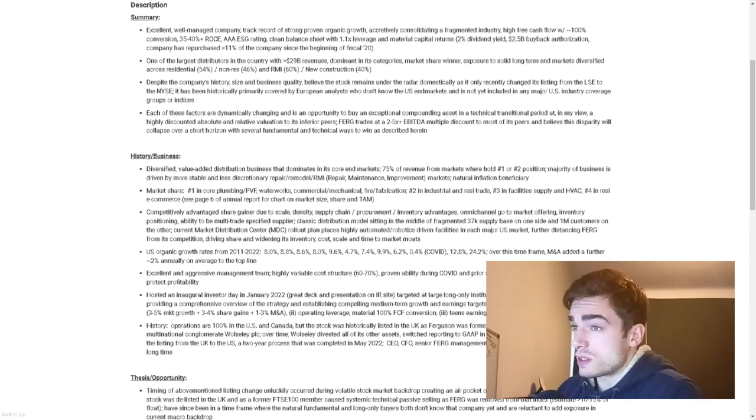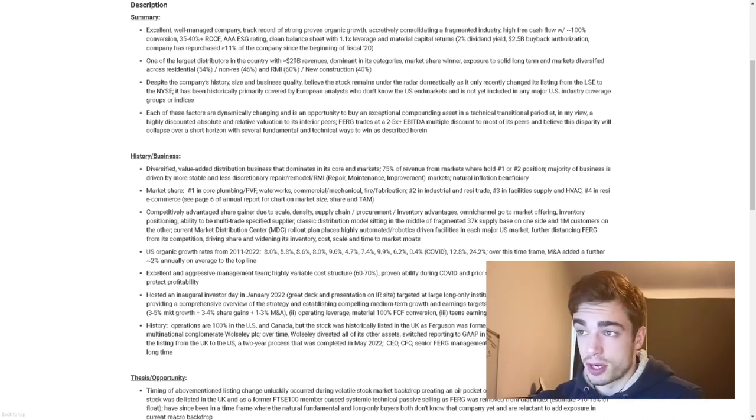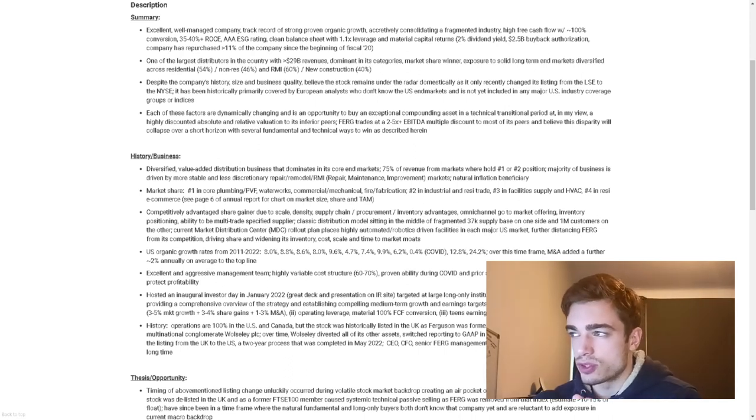One of the largest distributors in the country with more than $29 billion in revenues, dominant in its categories, market share winner, exposure to solid long-term end markets, diversified across residential, 54%, and non-residential, 46%, and RMI, 60%, and new construction, 40%.